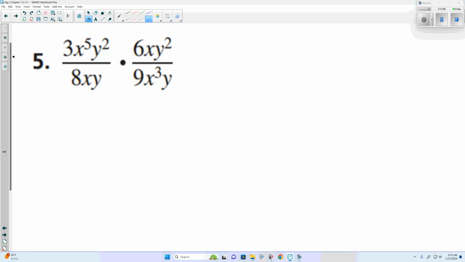Let's look at one more of this type and then we're going to move on. For this one here, again, we can multiply our numerators first. 3 times 6 is 18. X to the 5th times x. Here we have 5. How many do we have here? 6. Which is x to the 6th. Y squared times y squared is y to the 4th.